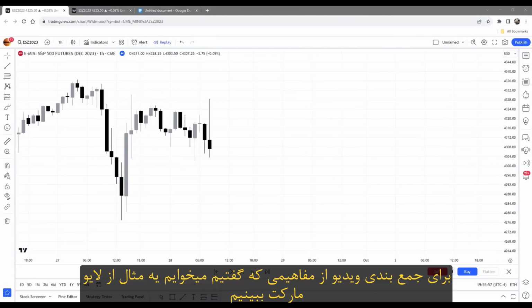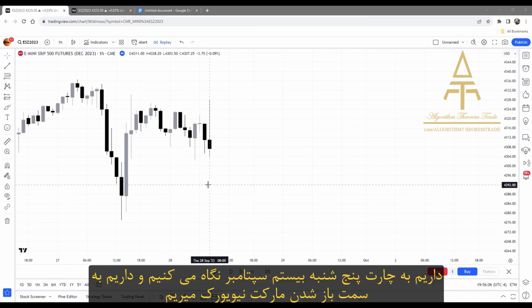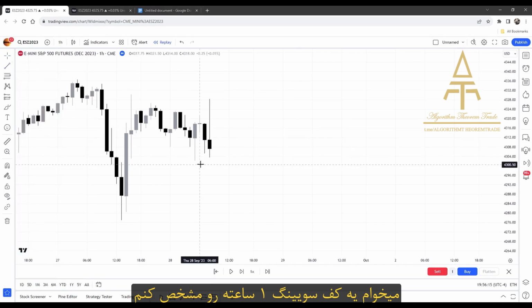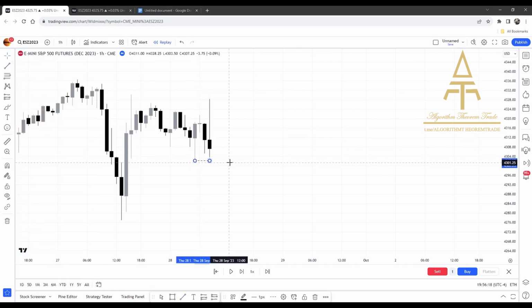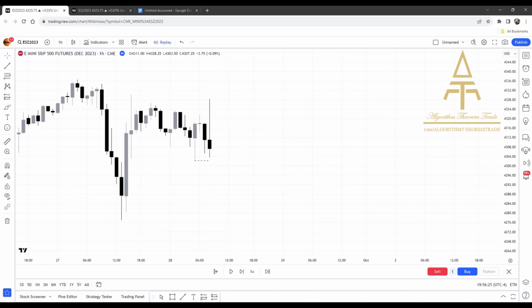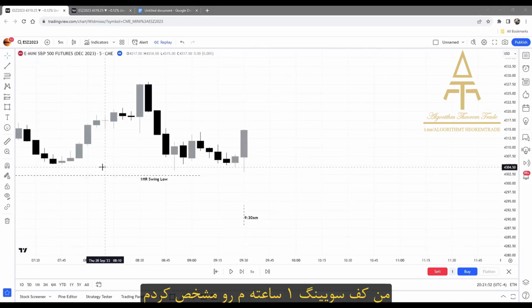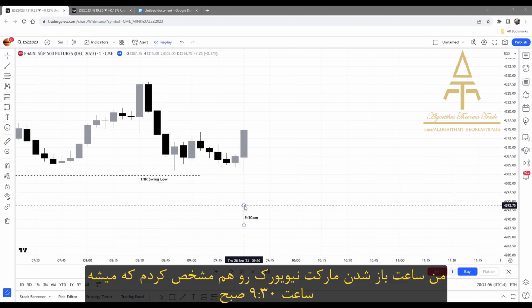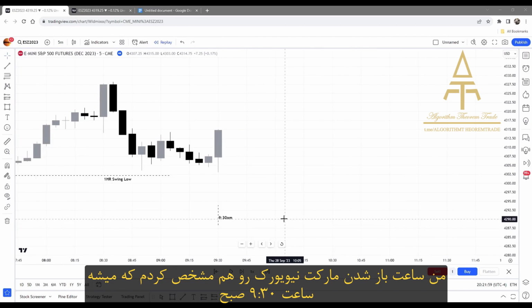To conclude the video, we are going to put together our defined concept in an example of live price. We are taking a look at Thursday, the 28th of September, heading into New York Open. I'm going to mark out an hourly swing low. From here, I'm going to move into my executing time frame. I have identified the hourly swing low. I have also identified New York Open, 9:30 a.m.